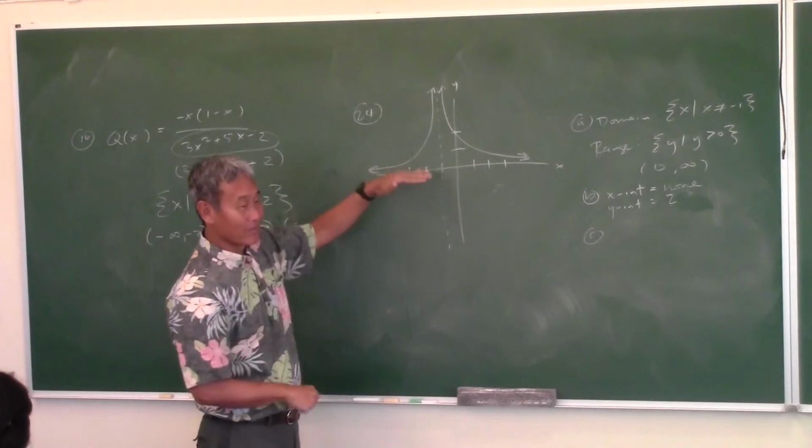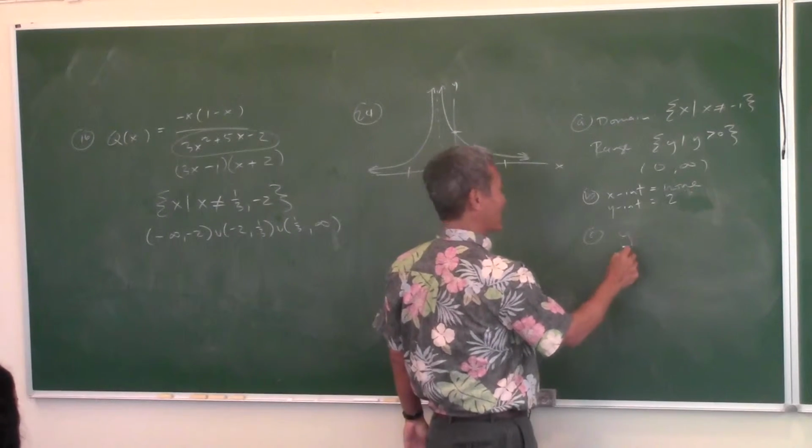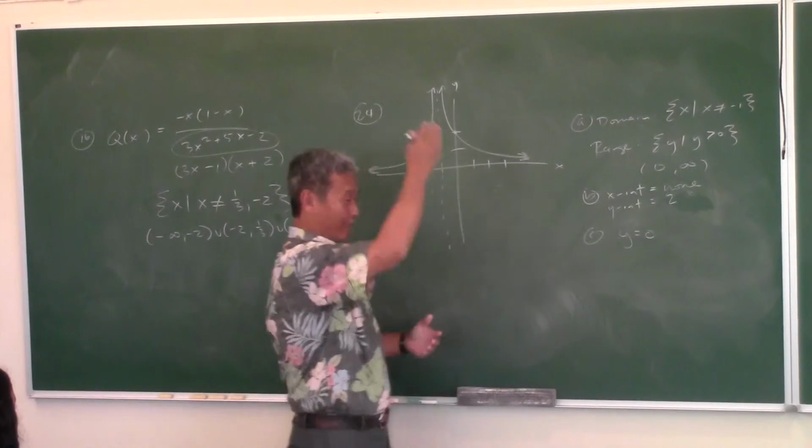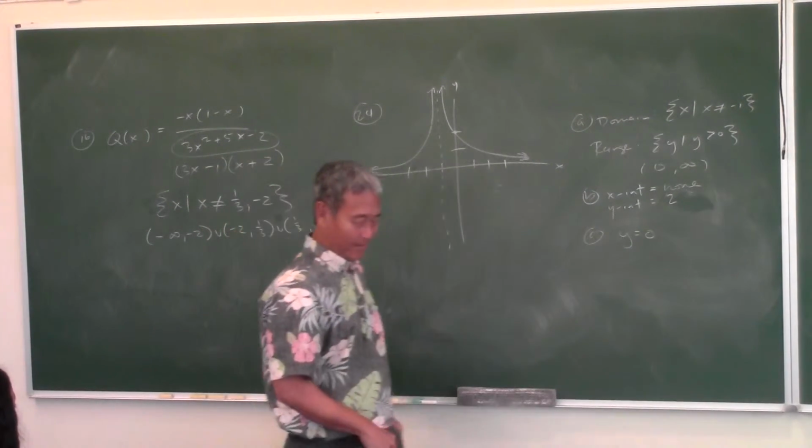So what's the equation of the x-axis? No, y equals 0. Remember, vertical line is x equals something, horizontal line is y equals something.